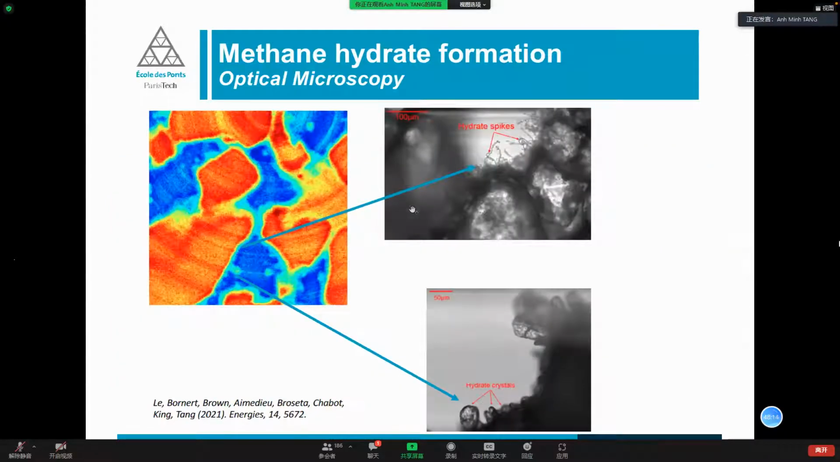I show this just quickly. With the optical microscopy, we see that this layer is not a ring-like bulk hydrate layer, but it's more complex. It's a hydrate crystal, and we also have some hydrate spikes here. What we see at this scale is the hydrate spike or crystal here.